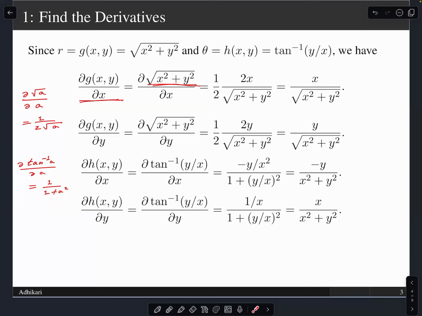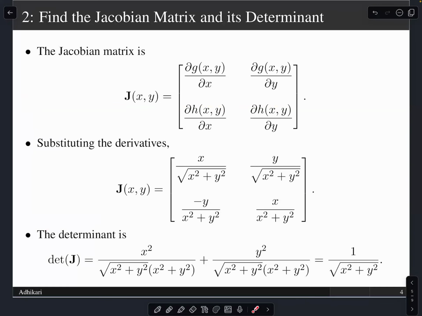And the fourth one is quite similar to the third one. This time we are differentiating the inverse tangent, but with respect to y, applying the chain rule again, and simplifying, we get this expression. So we have four derivatives now, and collecting them, we can form the Jacobian matrix. This is the matrix, and we take its determinant, which will be this times this minus this times this, will give us this expression.